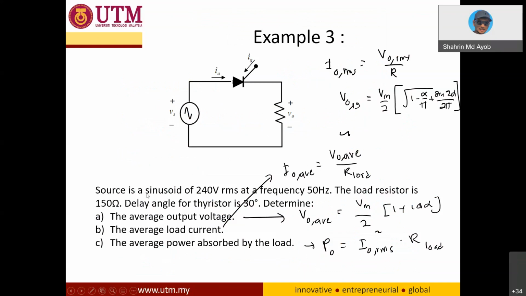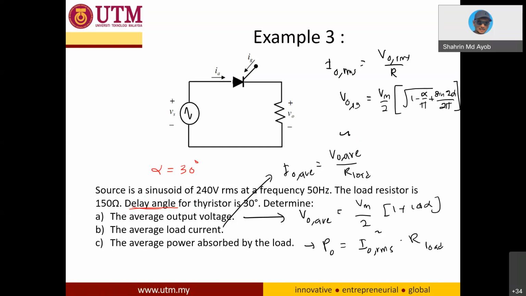Okay, so source is the sinusoidal, which is a 240 volt RMS at a frequency 50 hertz. The load resistor is 150 ohm. And then the delay angle, which is your alpha, is 30 degrees. Delay angle, or sometimes we call triggering angle, you need to know that this delay angle is referring to the alpha. So alpha is 30 degrees.